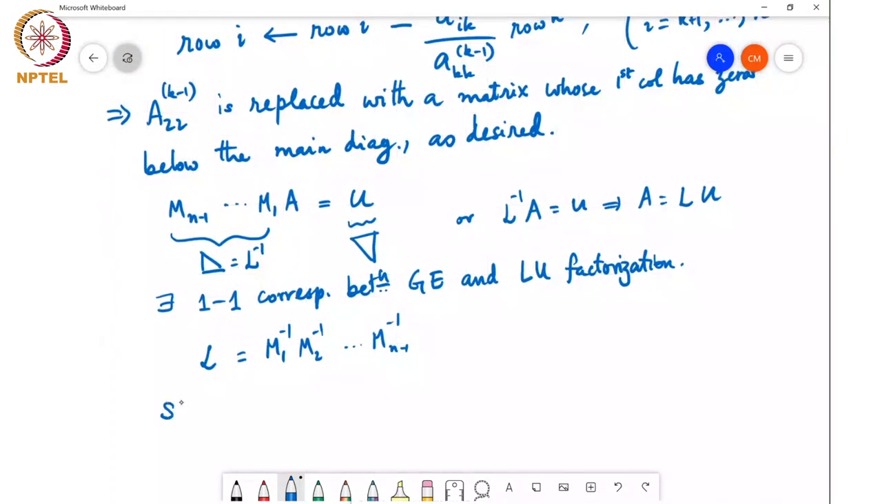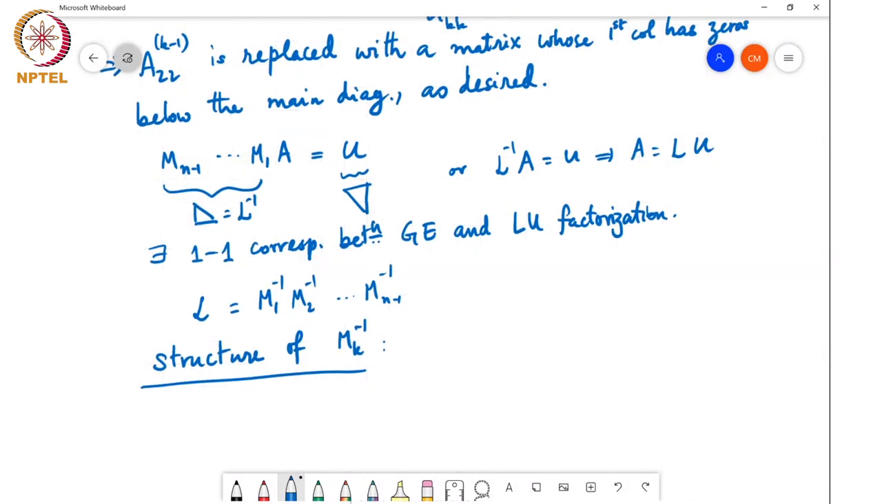So, structure of M_k inverse. Recall that M_k is the matrix such that M_k times A_(k-1) is equal to A_k. And A_(k-1) is a matrix such that its top left (k-1) by (k-1) block is upper triangular, and below the upper triangular part you have zeros. And A_k is such that its top left k by k block is upper triangular, and it has zeros below the top left k by k submatrix.